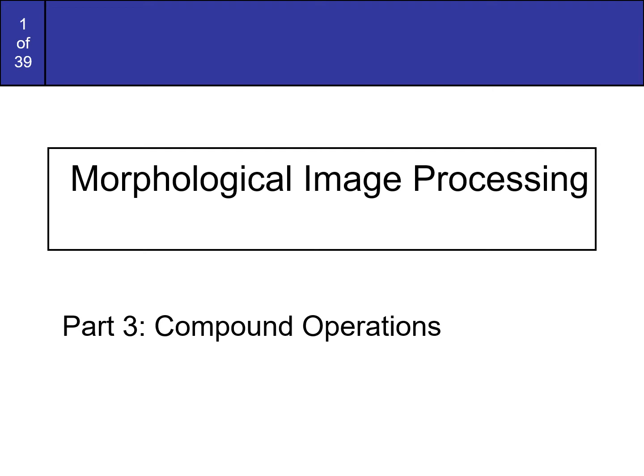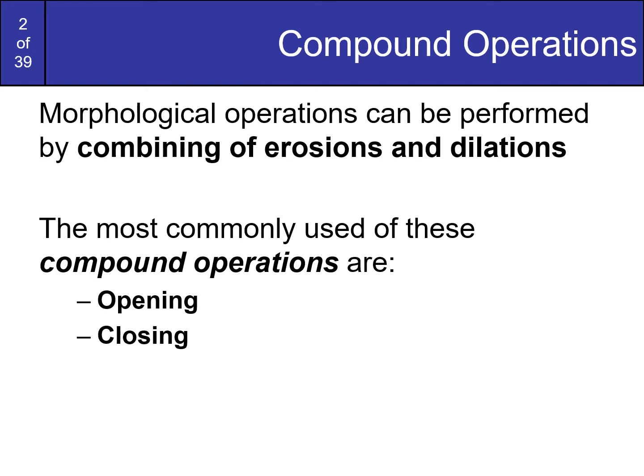The last part of morphological image processing is compound operations. Morphological operations can be performed by combining erosions and dilations. These are what we call compound operations, which are combinations of erosion and dilation. The most commonly used of these compound operations are opening and closing.